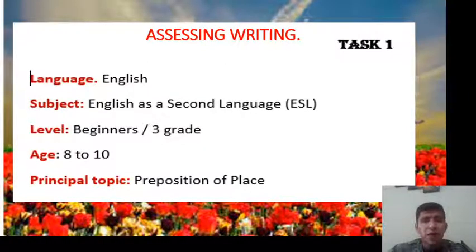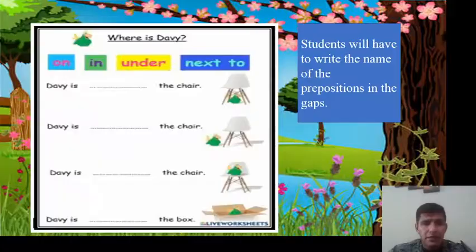Here we have language English, subject English as a second language, the level is beginners, the age is 8 to 10, and the principal topic here is prepositions of place. In this case, I will apply this test by using technology. It can be used to facilitate communication between students and the teachers and to create digital records of student growth and development that can easily pass along from grade to grade.